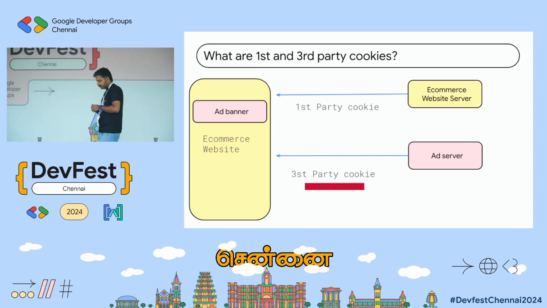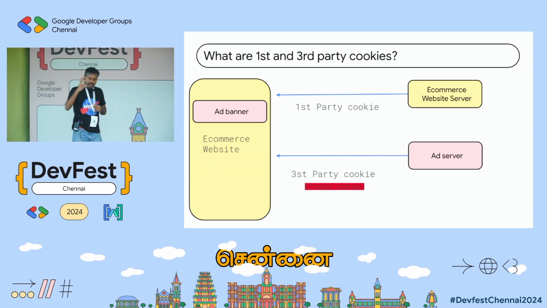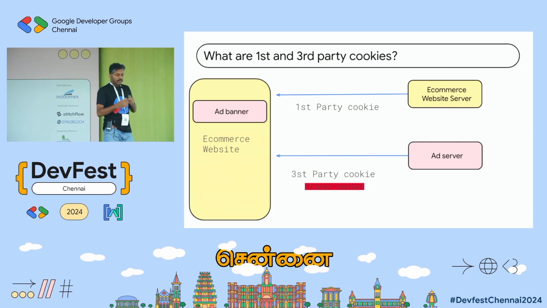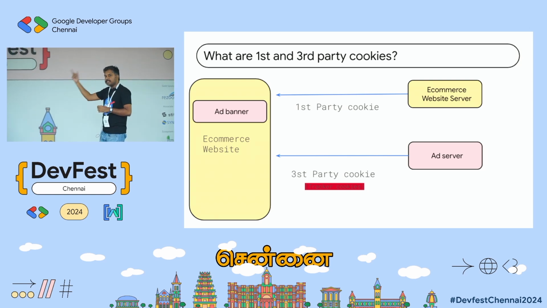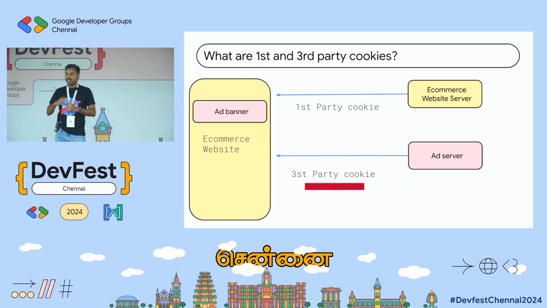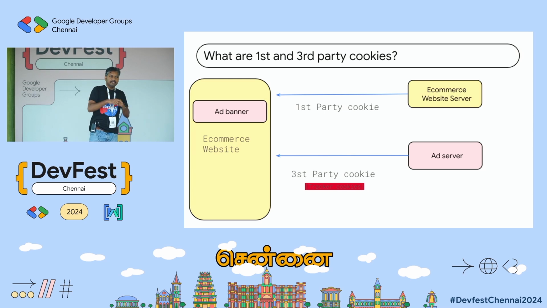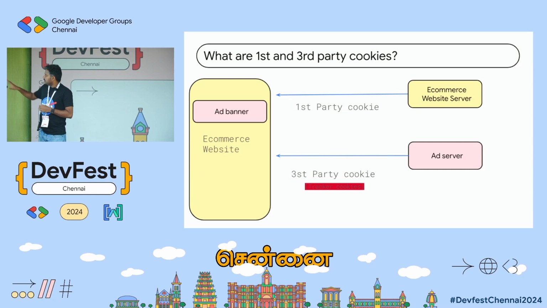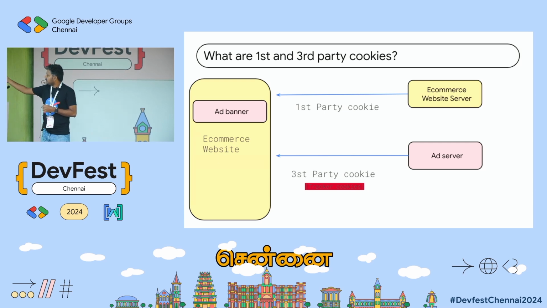Now there are two things which can set these cookies in your browser. The first party cookie is the one set when you visit Instagram: if Instagram's server sets the cookie, that cookie is called a first party cookie. Now you see the ad, a small advertisement, which is actually served from a third party, the ad server. In the slide you can see that when you visit an e-commerce website, the e-commerce server sets the first party cookie and the ad server sets the third party cookie.